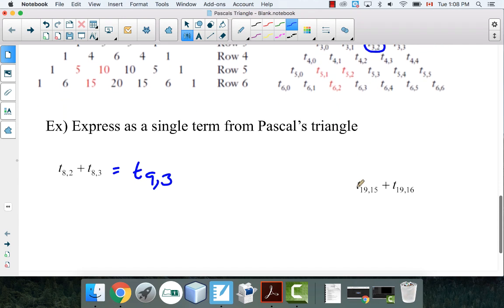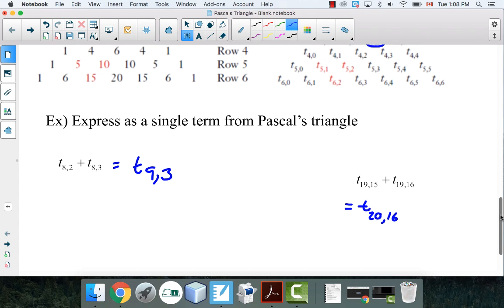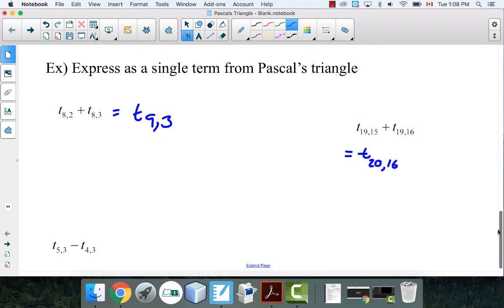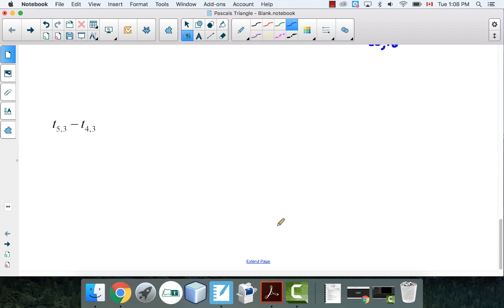Okay, the next one. So if we're on row 19 for both those, the next one would definitely be on row 20. And the element number would be the one on the right, it'd be 16. So T20, comma 16. Now, I've got one more down here to try out. Just going to expand my page a bit here.